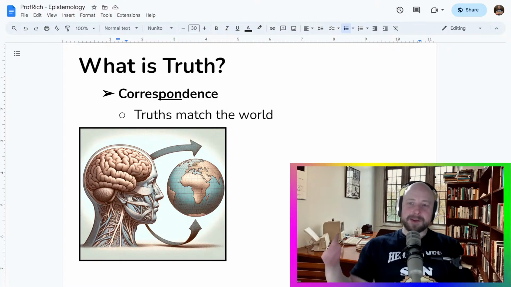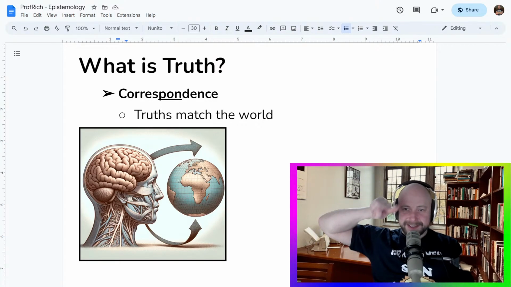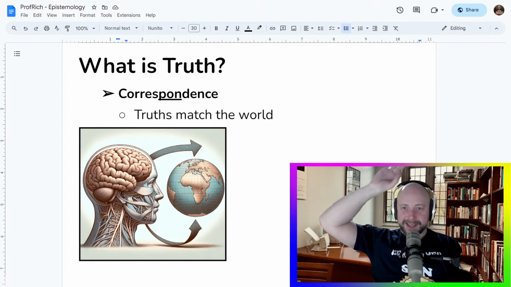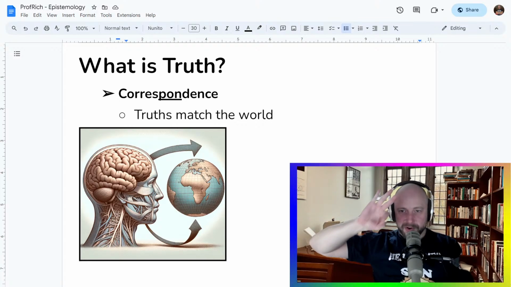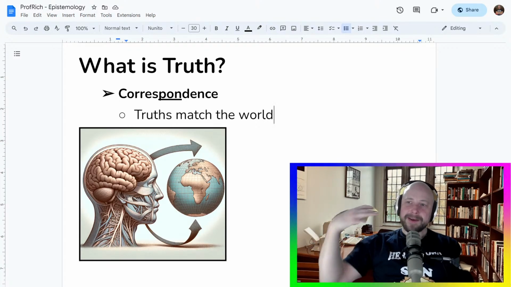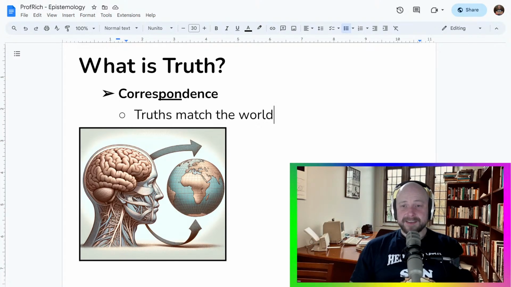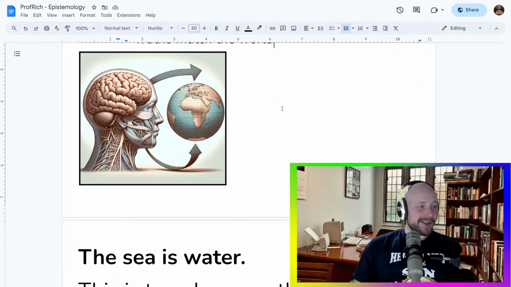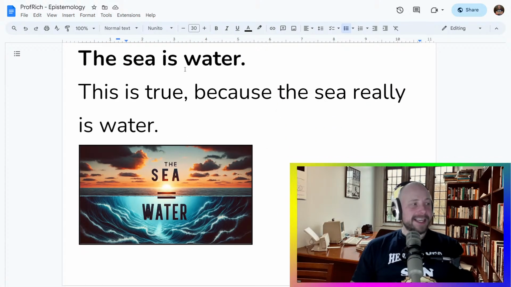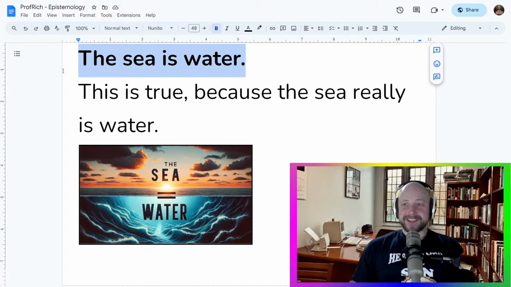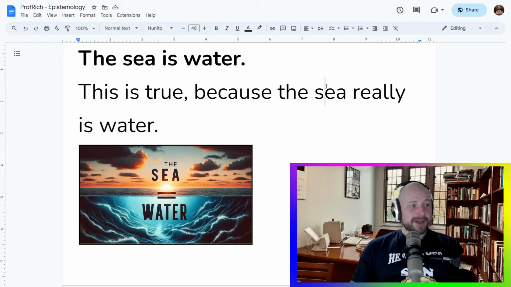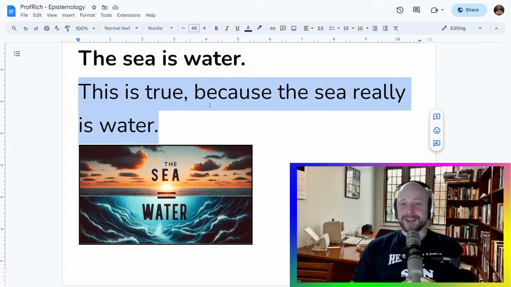I know it seems a bit like it's going in circles, like this is true, therefore it is really true. But that really is the theory of correspondence. That's how it works. So we can have something like the sea is water. This is a belief. It's knowledge. The sea is water. And this is true because the sea really is water.